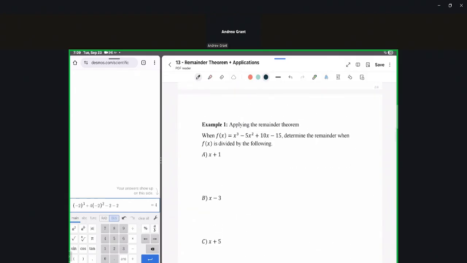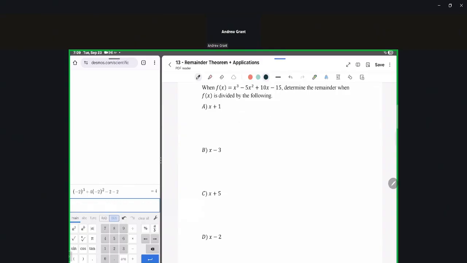And so when f of x is equal to x to the power of 3 minus 5x to the power of 2 plus 10x minus 15, we're going to determine the remainder when f of x is divided by all of these things. Okay, so when we want to see what value we're supposed to check, we just set x plus 1 equals 0. And so x will be equal to negative 1. And that's the value we're going to check then.